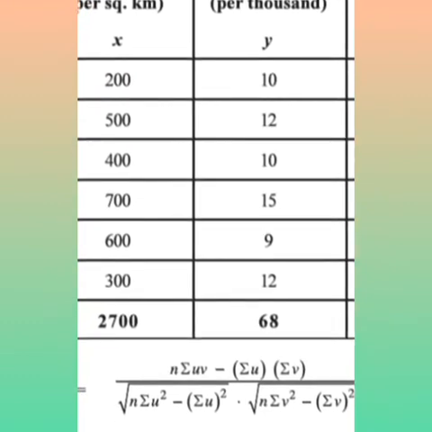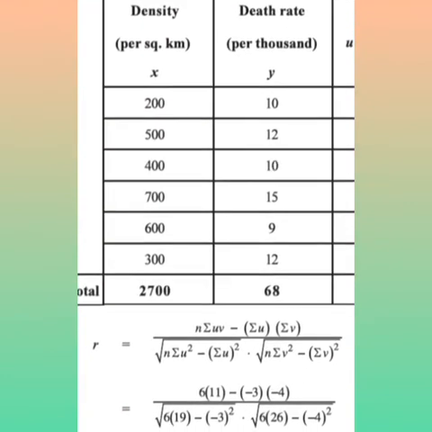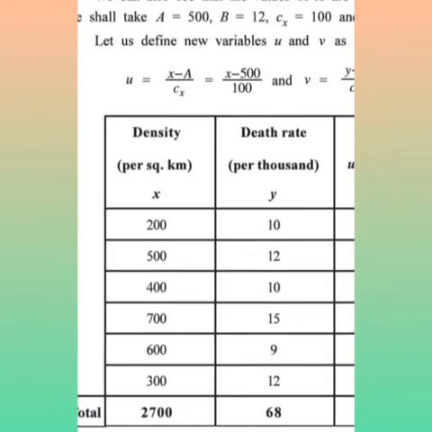So see children, just below it you will see the formula that they have given. They have also taken the uv method, that is n sigma uv minus sigma u sigma v upon under root n sigma u square minus sigma u whole square, times n sigma v square minus sigma v whole square, right? Now let's try to find out u and v.